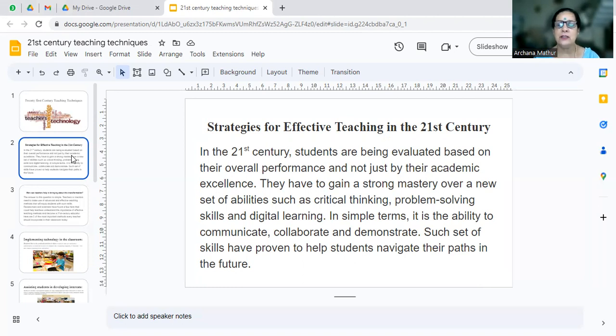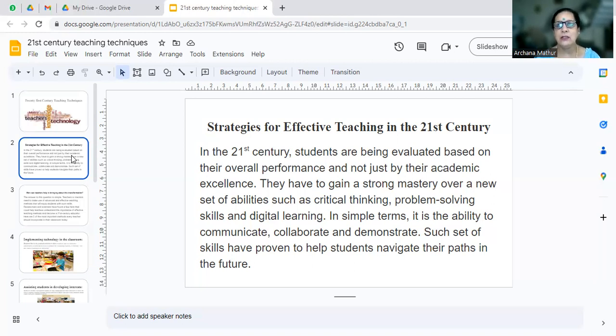So in this particular century, the students are being evaluated not only on their academic prowess, but also on their overall performance, the complete performance that they portray. For example, how good they are in the co-curricular activities, sports, inter-school activities and competitions. So all these things are also very, very important in today's educational world. Now they have to gain a strong mastery over a new set of abilities. And these are critical thinking, problem-solving skills, and digital learning.